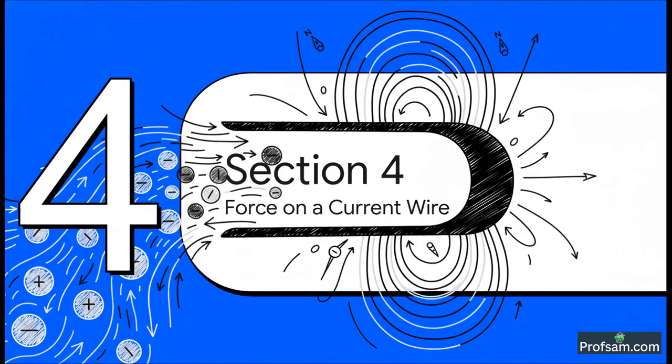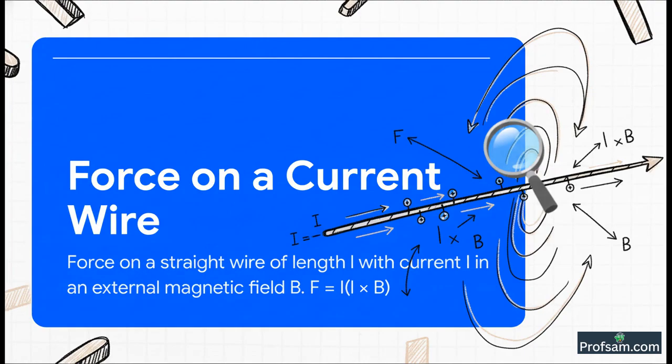Simple. Okay, this is great for a single charge. But what happens when we have a whole river of charges flowing together inside a wire? In other words, an electric current. Let's just build on our idea. Well, the logic is exactly the same. The force on the entire wire is just the total force on all the little moving charges inside it. And this gives us a new, very useful formula.